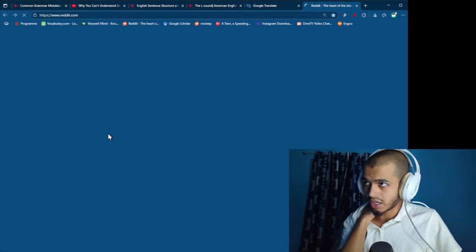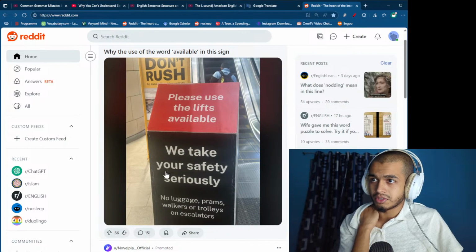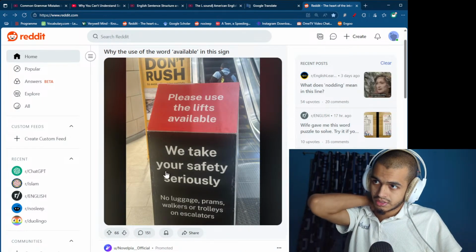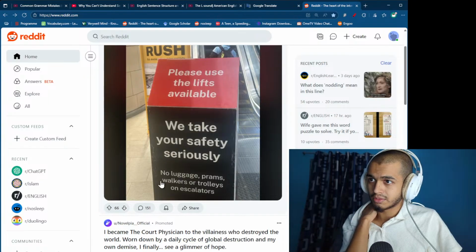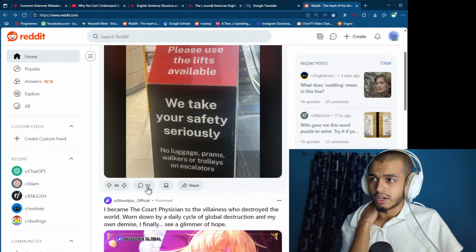I don't need jobs. So why use the word available in the sound? Please use the lifts available. We take our safety seriously. No luggage, prams, walkers, or trolleys on escalators.